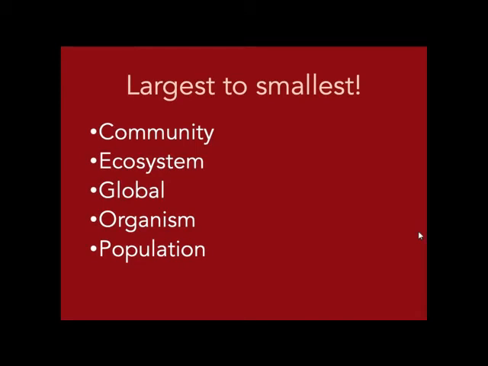All right, so y'all, you want to put these in order? Which one is the largest? Oh, it's global. All right. What's smaller than that? Oh, I think it's ecosystem because that has the community and also the abiotic. Okay. So smaller than that? Community. All right. Smaller than that? Population. Yeah. And what's the smallest one? Organism. Okay.